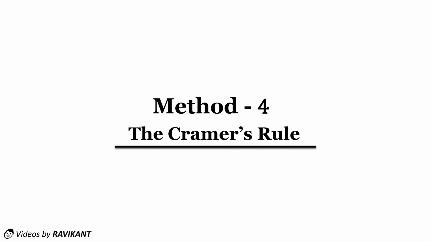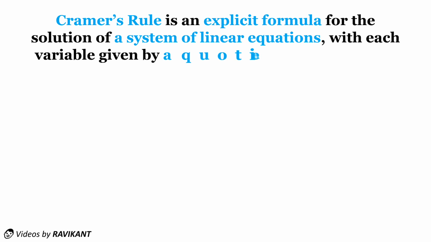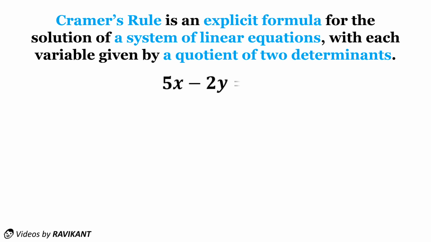Now let's move ahead with our fourth method, which is Cramer's rule. First let us know what is Cramer's rule. So Cramer's rule is an explicit formula for the solution of a system of linear equations with each variable given by a quotient of two determinants. Simply, we can also use this rule to solve a linear system. So let's use this rule for the given linear system.